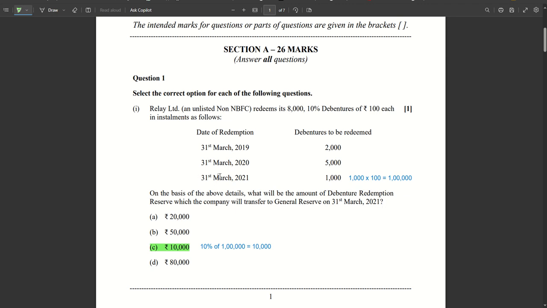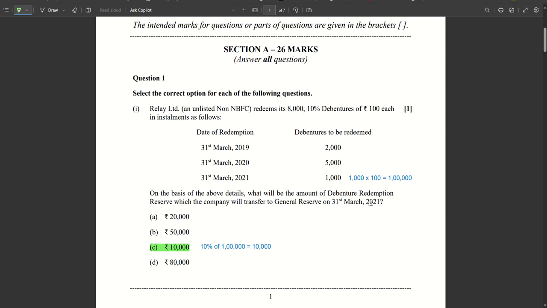So as you can see here, on 31st March 21, the company is redeeming 1000 debentures at the rate of rupees 100 each. The value of these debentures is coming to 1 lakh rupees, right? So as per the rule, 10% of this value, the debenture redeemed, is transferred from DRR to general reserve, right? So 10,000 is the answer. 10% of 1 lakh is 10,000, right? This is how you have to calculate.